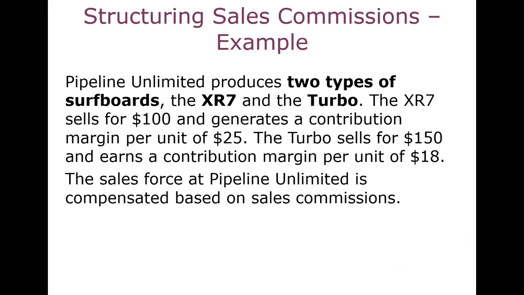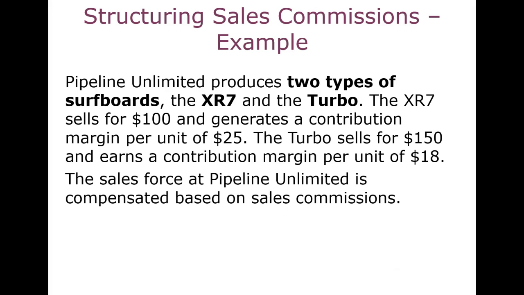Pipeline Unlimited produces 2 types of surfboards. Here, this is just a quick example. We don't have any slides much to back this up, just a very quick example. So 2 types of products, the XR7 and the Turbo. The XR7 sells for $100 and generates a contribution margin per unit of $25. Okay, not bad, $25. The Turbo sells for a higher dollar amount per unit, but the contribution margin is lower because your variable costs per unit are higher.